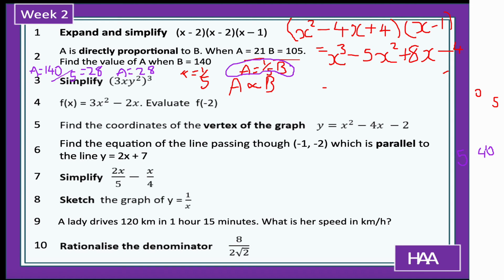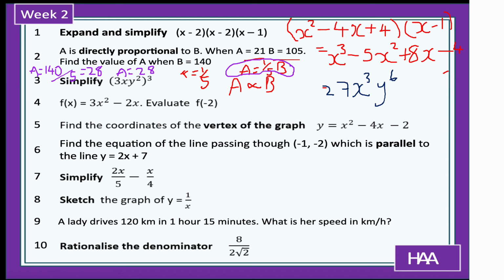Okay, this is question number 3. Evaluate (3xy squared) all to the power of 3. So that's 3xy squared times 3xy squared times 3xy squared. 3 cubed is 27. x times x times x is x cubed. y squared times y squared times y squared is y to the power of 6. So you can check your answer by doing 3xy squared times 3xy squared times 3xy squared, and it's going to give you that answer.